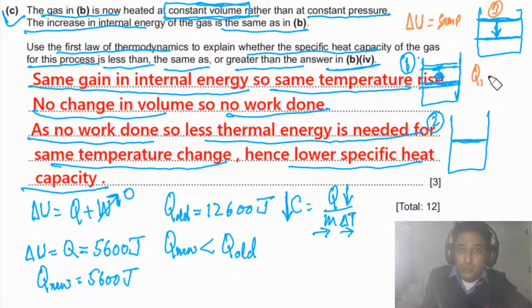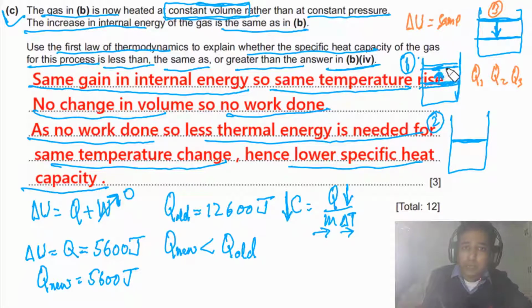Is Q2 greater? Or Q3 is greater? Here we have Q1, here we have Q2 and here we have Q3. So which one is the greatest? Very good exercise. Now first of all, if you look at case 1, the amount of thermal energy supplied has to be greatest in which case?